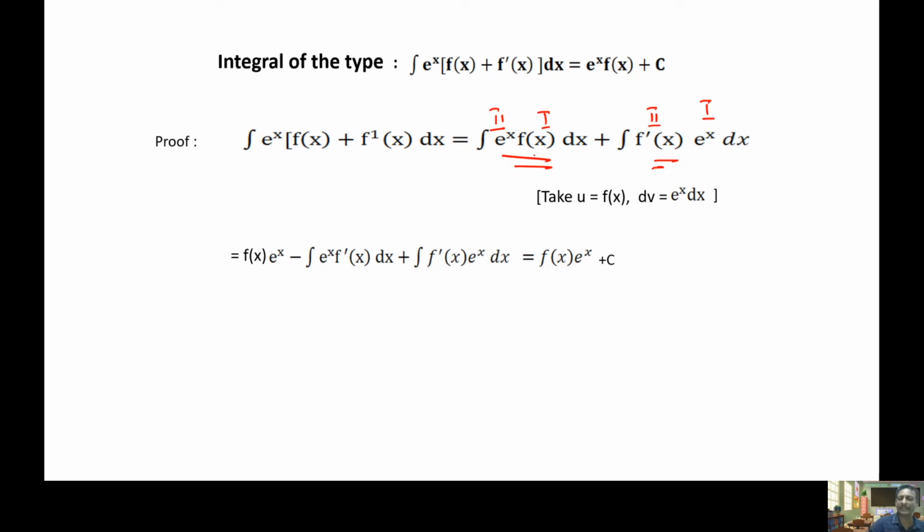So I am integrating this portion. So f of x into integral of e raised to x is e raised to x minus integral of e raised to x into f x derivative is f dash x dx plus integral f dash x into e raised to x dx. So these two will cancel. So what you are getting? f of x e raised to x plus c.